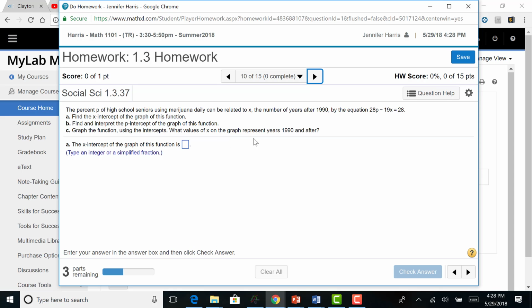Now, do they always have to use x and y? No. What letters did we use for variables? x and p. Which one is input? x. Which one is output? p. So I need you to find the x-intercept, which we call input. Now I want the p-intercept, which is your y, but they called it p. So if you want the x-intercept, you plug in a 0 for p. And if you want the p-intercept, you plug in a 0 for x.